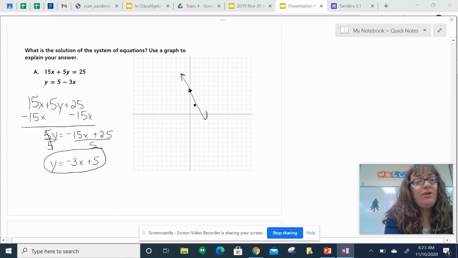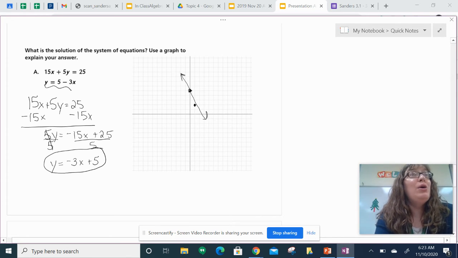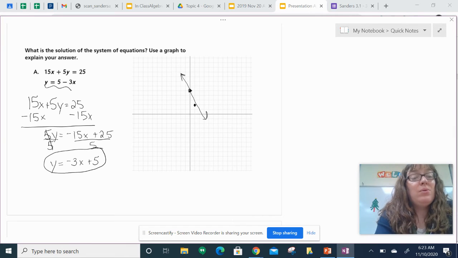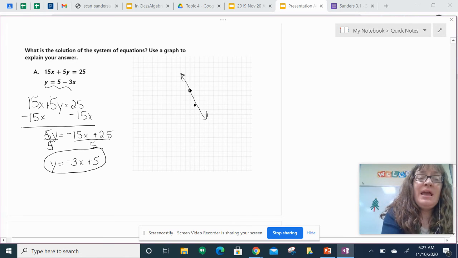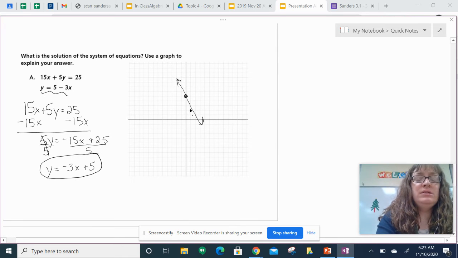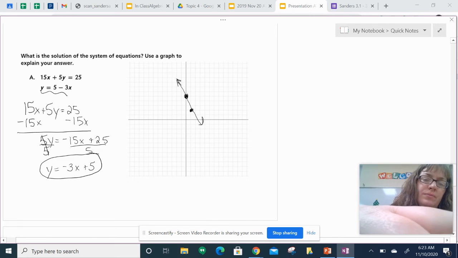All right, now I'm ready to graph the second equation, and it is almost in slope-intercept form. Y is by itself. It's just written backwards. And so I need to look at this one and determine where the y-intercept would be. So in this case, the y-intercept is also at 5, and the slope is also down 3 over 1.